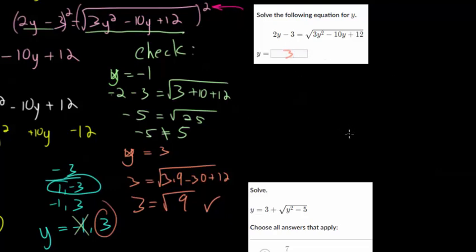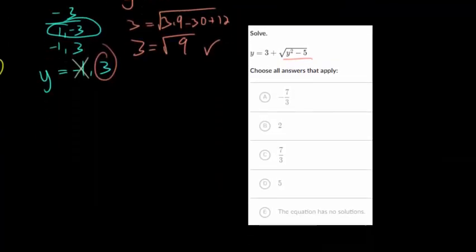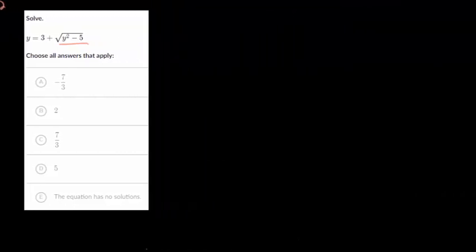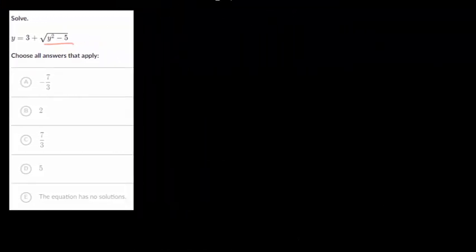And from here, we're going to look at some more advanced problems now where the equation is not solved for the square root term. So for these problems, we will need to solve it first for that square root term, and then we'll solve it the same way. So I'll rewrite this. We have that y is 3 plus the square root of y squared minus 5. And we need to solve it for the square root term.